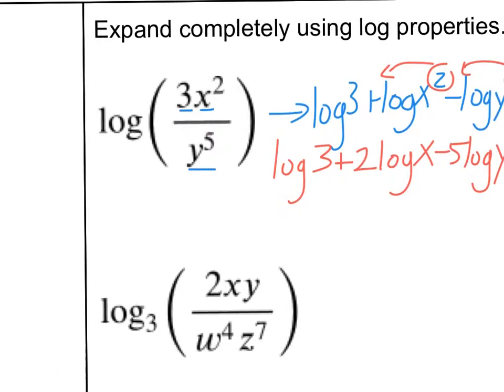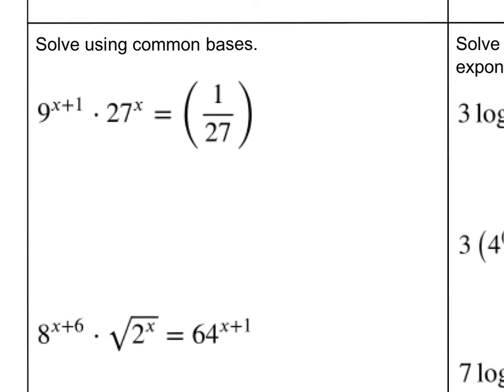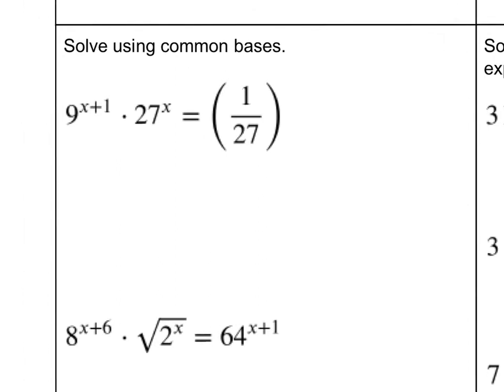Okay, moving on, we've got solving using common bases. Here we've got 9 to the x plus 1 and 27 to the x, equals 1 over 27. I'm not really sure where to begin necessarily, so I might just try with the smallest number here and see if I can make powers that work for all these. So 9 to the 1 is 9. 9 squared is 81. That jumps right over 27. So that means that 9 is not going to work for me.